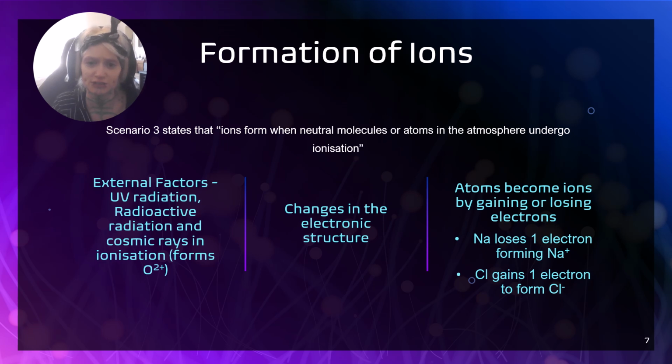These energy sources knock electrons off neutral atoms or molecules, creating positive ions and free electrons. These free electrons can then attach to other neutral atoms to form negative ions. Atoms gain or lose electrons to achieve a stable configuration. Sodium will lose one electron to form Na+, and chlorine gains one electron from sodium to form Cl-.